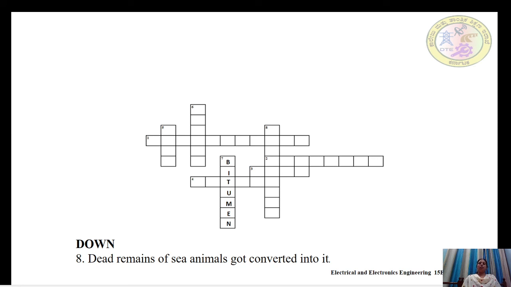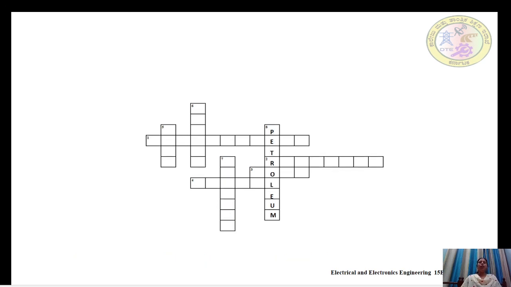How did this get converted? What is the word I'm searching for in the crossword? I will explain once again. Dead remains of sea animals got converted into. Petroleum was formed by the decomposition of remains of tiny plants and animals under the sea millions of years ago. What is this? Petroleum. It's nothing but petroleum.